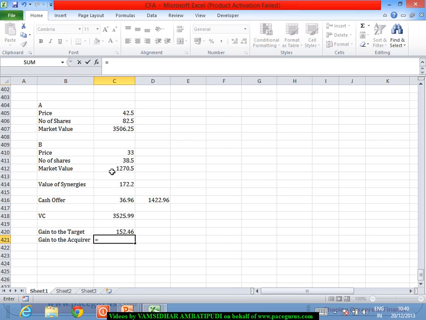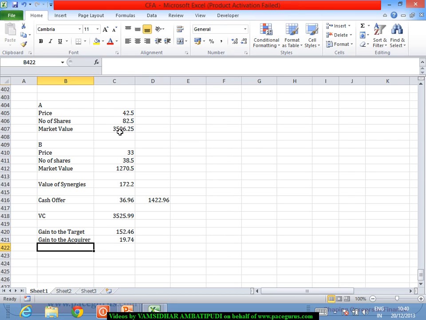Okay, in this case, the gain to the acquirer is nothing but the increment to his value. So the combined firm minus the value of A in isolation, which is 19.74, is the gain to the shareholders of the acquirer in this kind of a strategy.